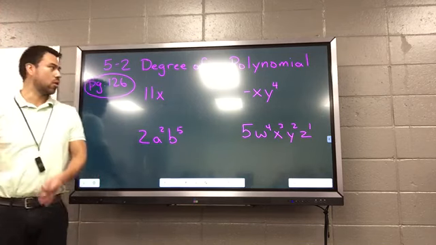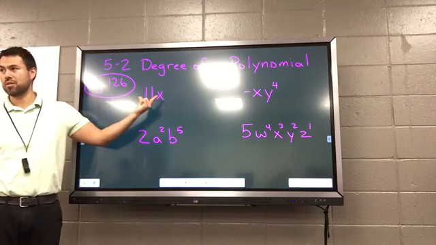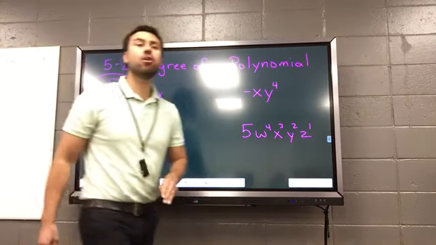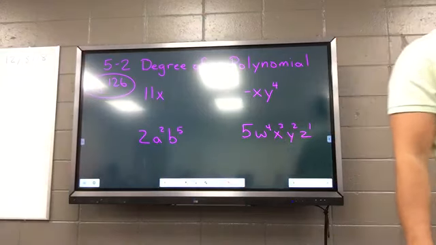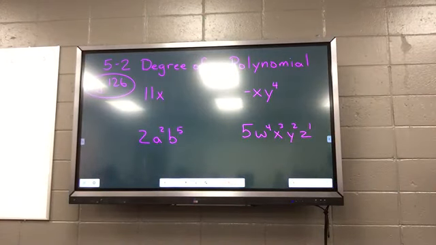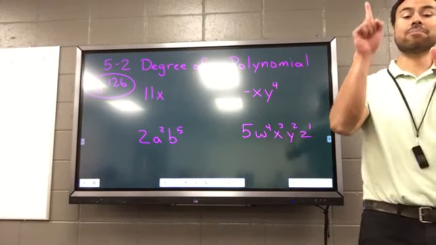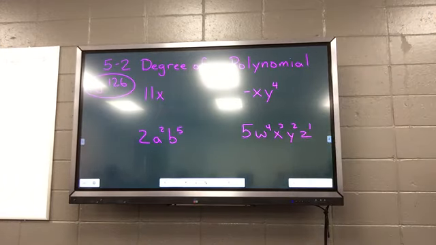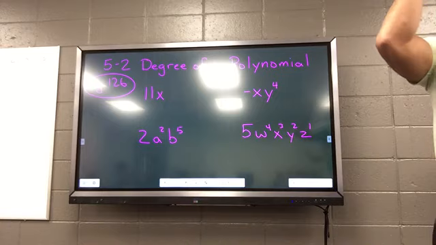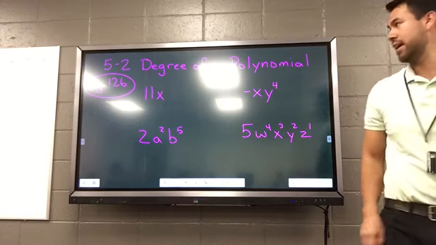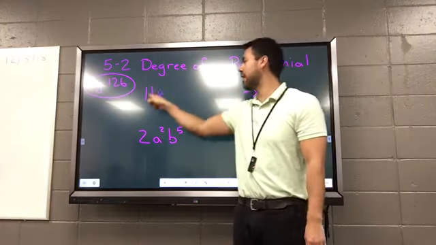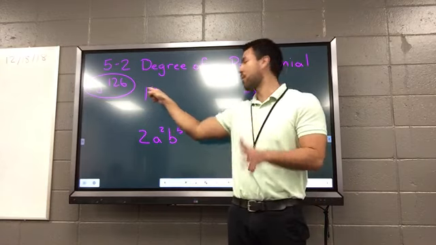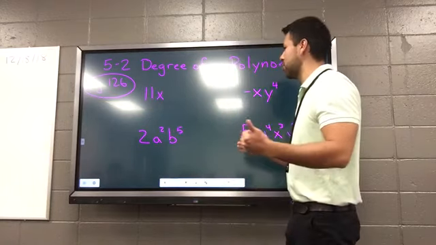Okay, Andrew, why is this a monomial? It's a product between a number and a variable. Good. Okay, a monomial can be one of three things, and this is your definition from yesterday. Ready? It could be a number, or a variable, or a product of numbers and variables. Okay? So is this a number only? No. Is it a variable only? No. But what is it? A product of numbers and variables, or a number and a variable.